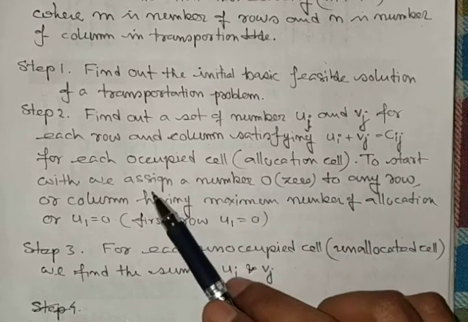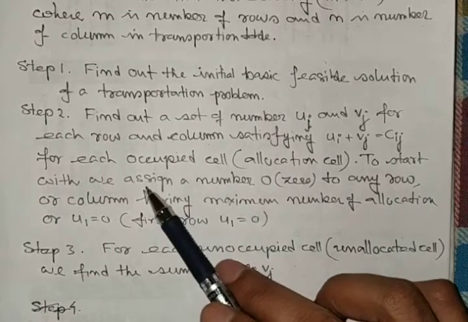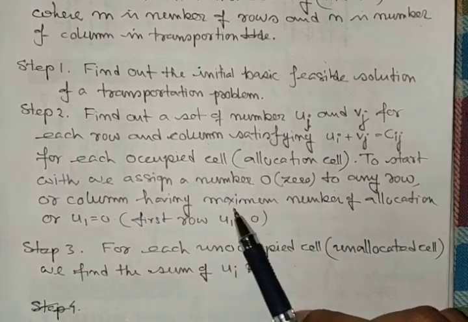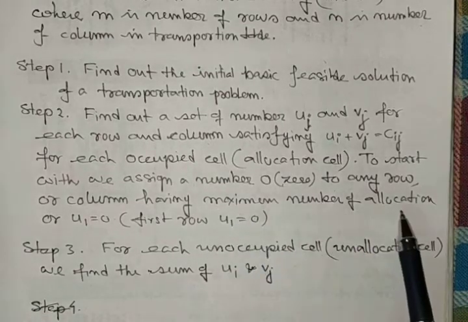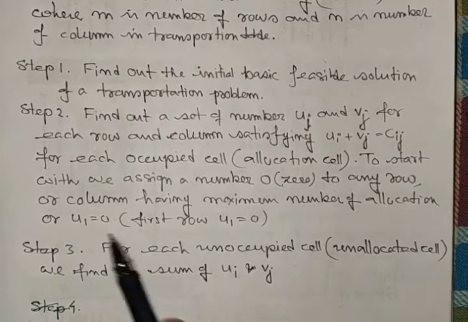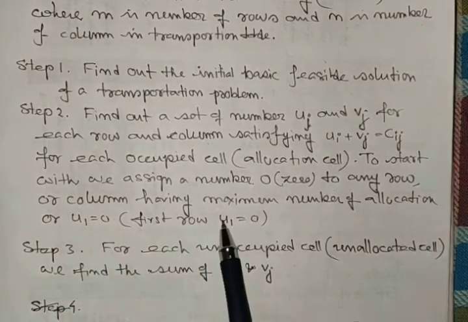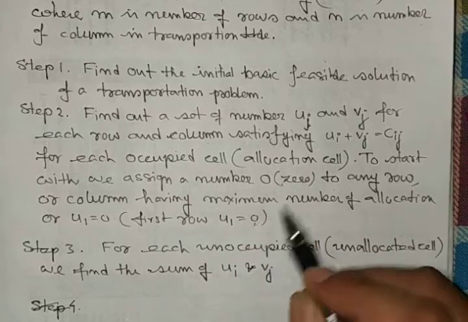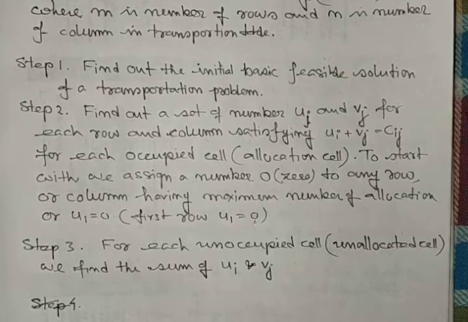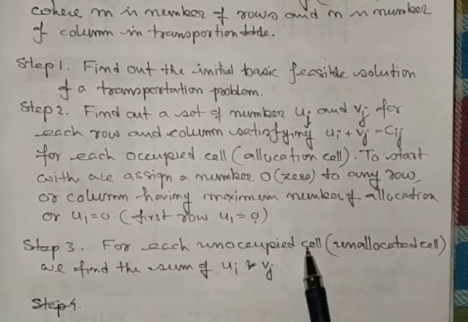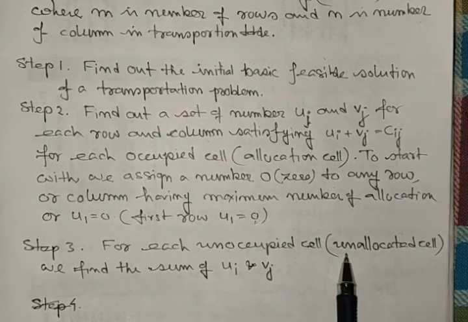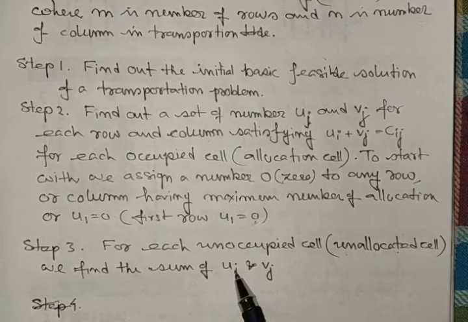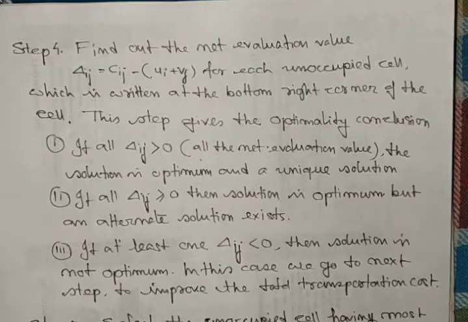To start with, we assign a number 0 to any row or column having maximum number of allocations. Or we can say the first row, suppose u1 is equal to 0. We can start by using this as an assumption. Step 3. For each unoccupied cell or unallocated cell, we find out the sum of ui and vj.